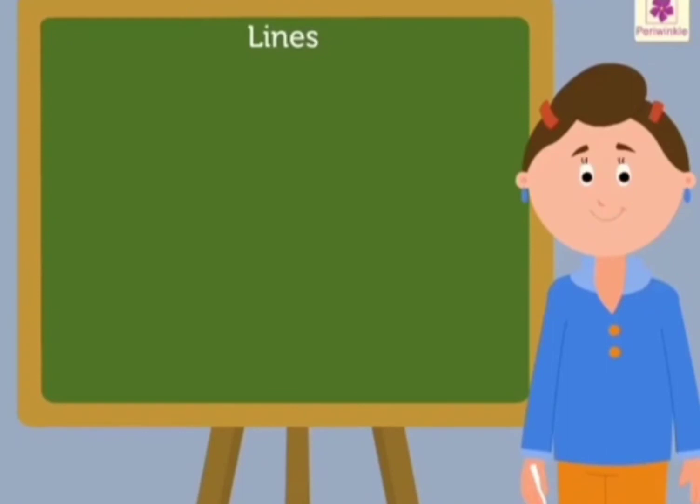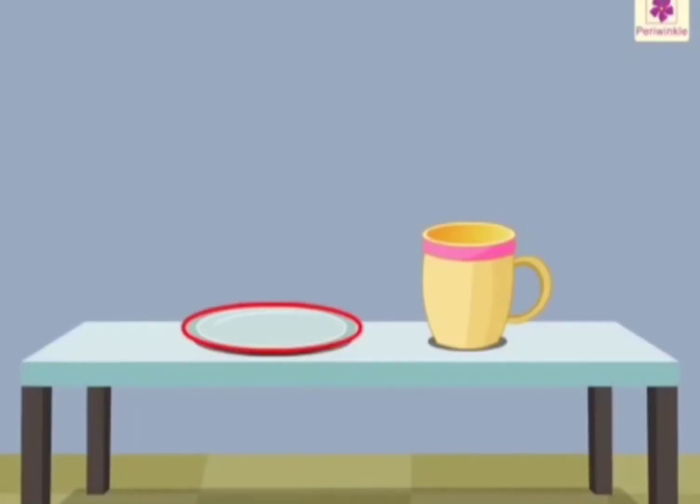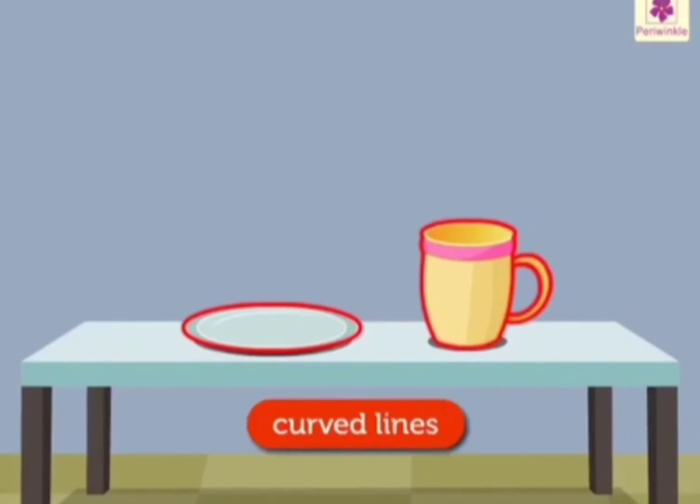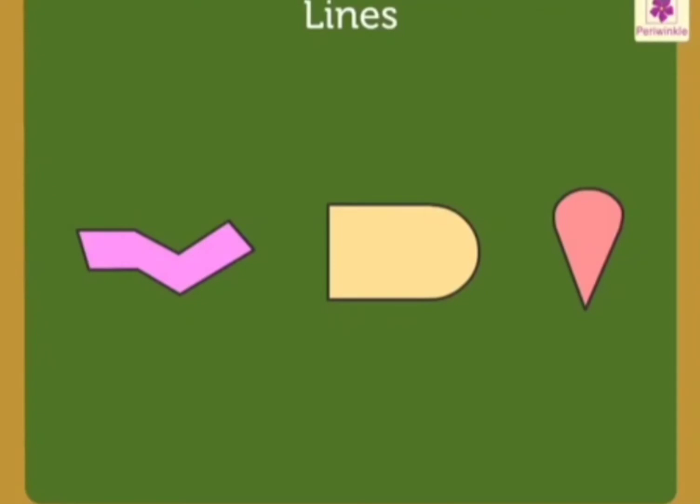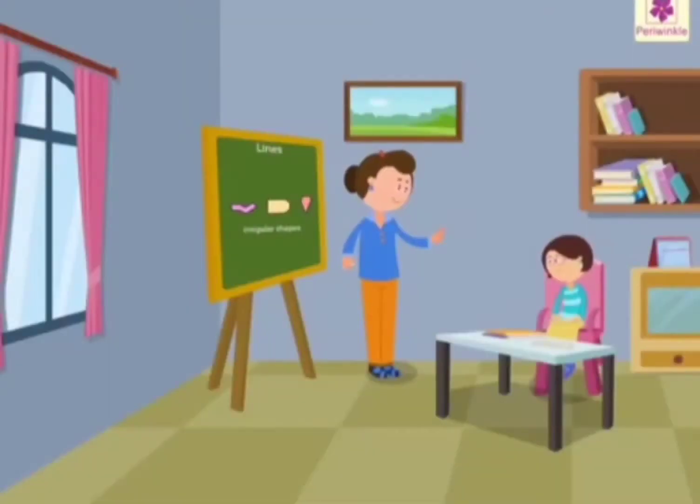Now let's look at some examples. The plate on the table and the mug on the table use curved lines. The leaf has curved lines and straight lines. The purple line is called the curved line and the red line is called the straight line. We can also make irregular shapes by using straight lines and curved lines.